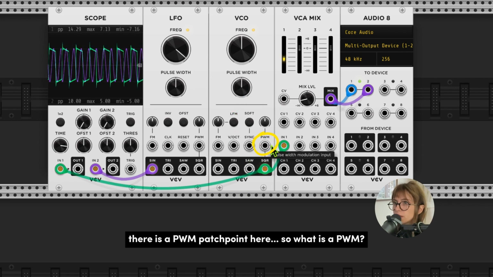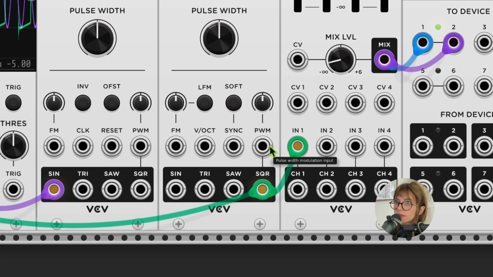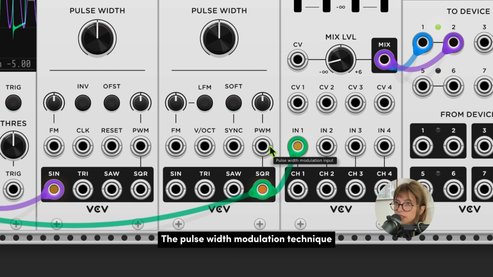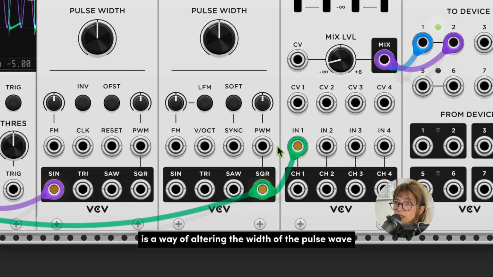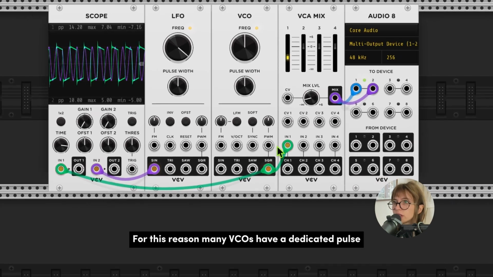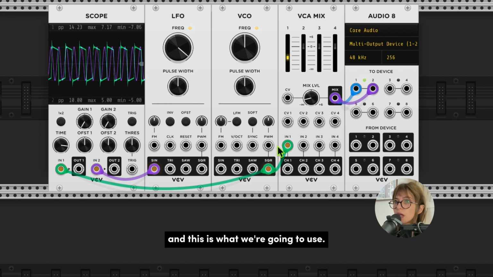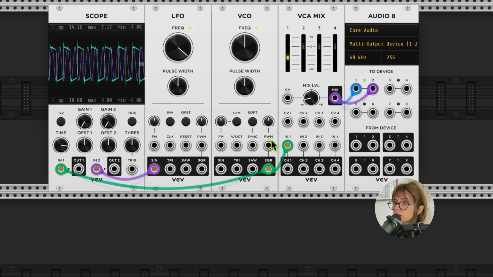Fortunately, there is a PWM patch point here. So what is a PWM? The pulse width modulation technique is a way of altering the width of the pulse wave, and it's a great modulation effect, especially when we only have one VCO in our setup. For this reason, many VCOs have a dedicated pulse width modulation input, and this is what we're going to use.